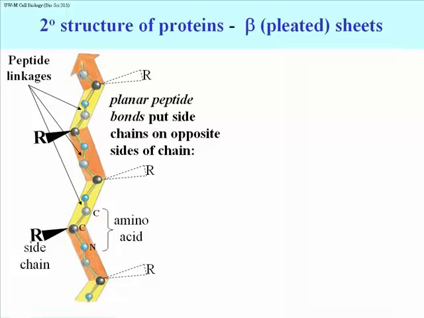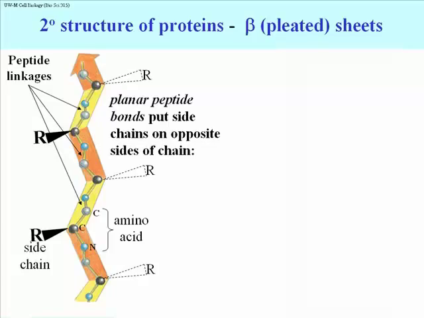The peptide linkages are planar. I wish this illustration would have actually shown that. But the peptide linkages are planar. That is, because they don't involve a single bond around which every atom can rotate, but rather three bonds, a double bonded oxygen and a bond between carbon and nitrogen, that linkage forms a plane.